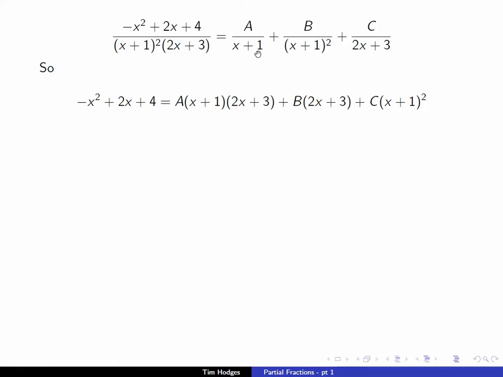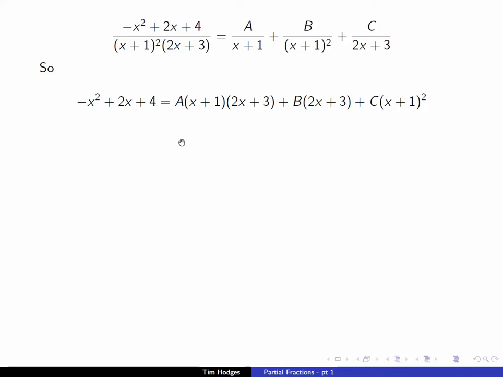Notice in this term, only one of the x + 1's cancels out, so we get A times (x + 1)(2x + 3). In the next term, both of the x + 1's cancel out, leaving us B times (2x + 3). And in the last case, we get C times (x + 1)². Now we just have to solve for A, B, and C.